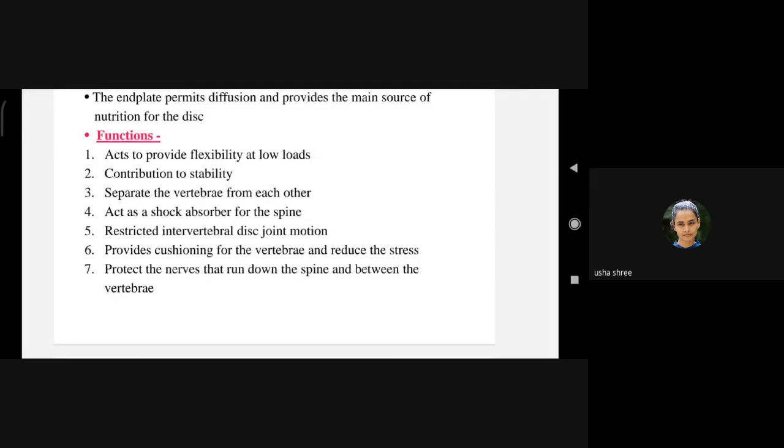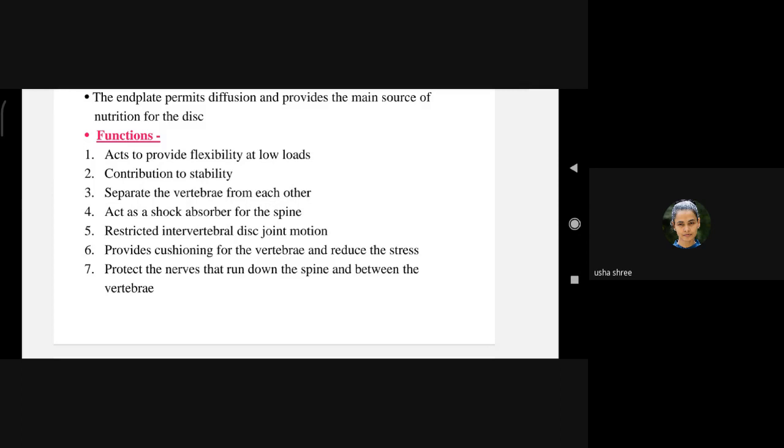Acts to provide flexibility. Very simple. Contribution to stability. Also simple. Separate the vertebrae from each other. Obviously, these are only separating points. Act as shock absorber. Yes, they are cushion-like structures. They absorb the shock. Restricted intervertebral disc joint motion.